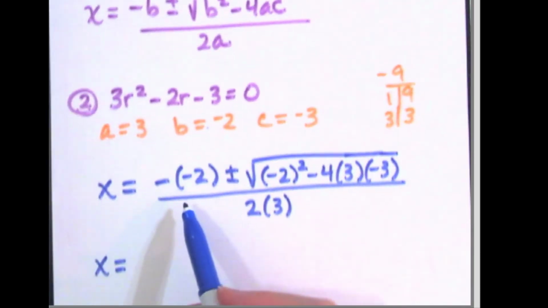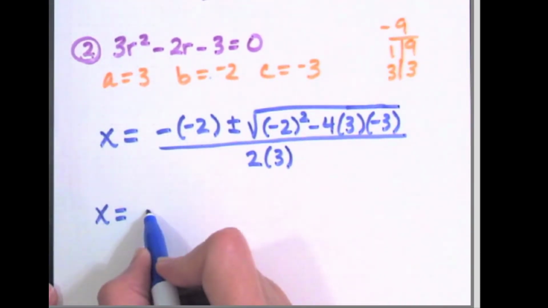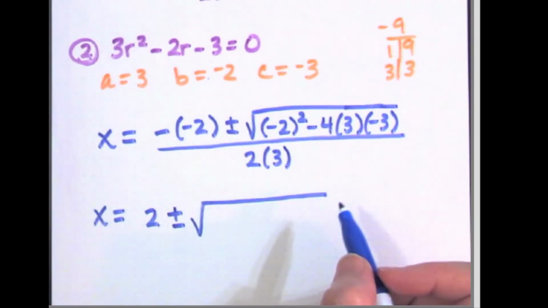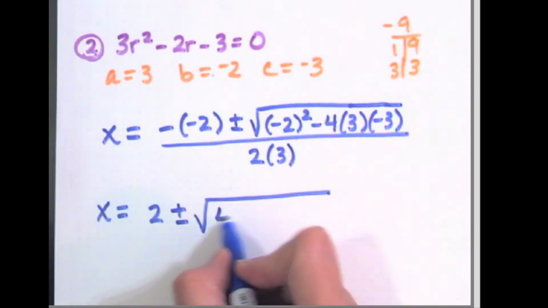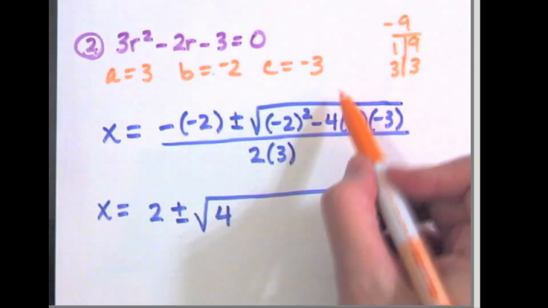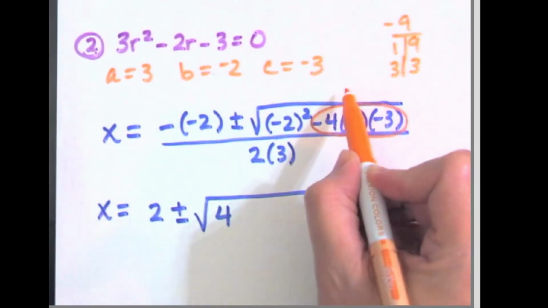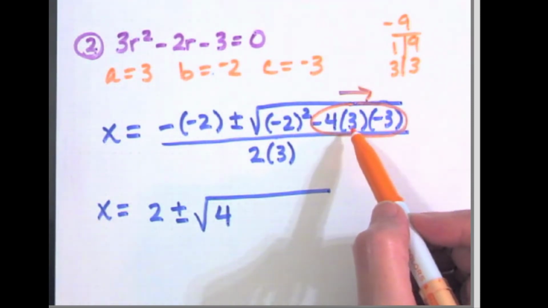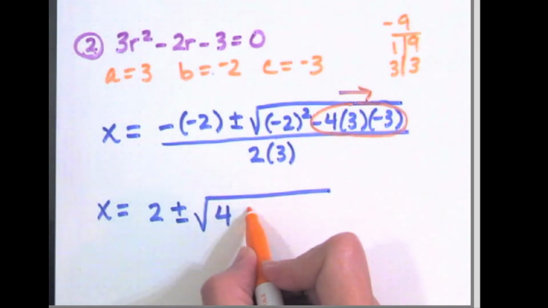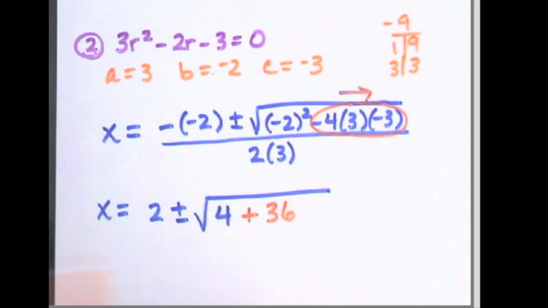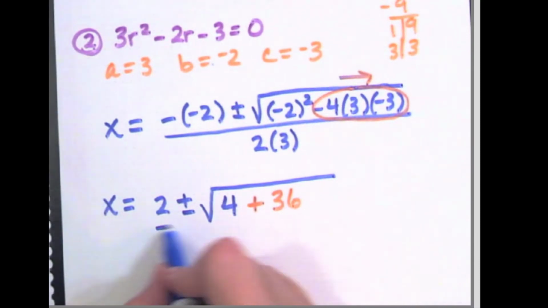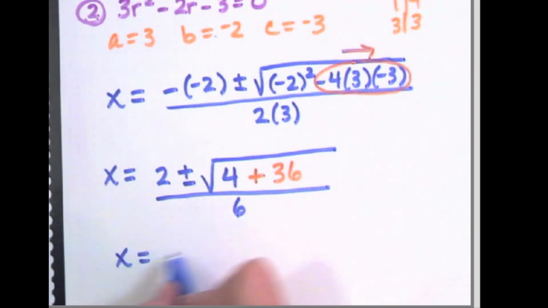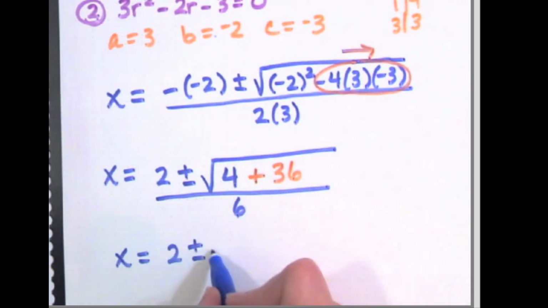Now we'll work on simplifying. The opposite of negative 2 is positive 2. There's our plus or minus from our formula. We'll work on what's underneath the radical. Negative 2 times negative 2 is 4. And then all of this is multiplication, and you just want to go left to right with that. Negative 4 times 3 is negative 12, and negative 12 times negative 3 is positive 36. All over 2 times 3, which is 6. Now we'll simplify. 4 plus 36 is 40.